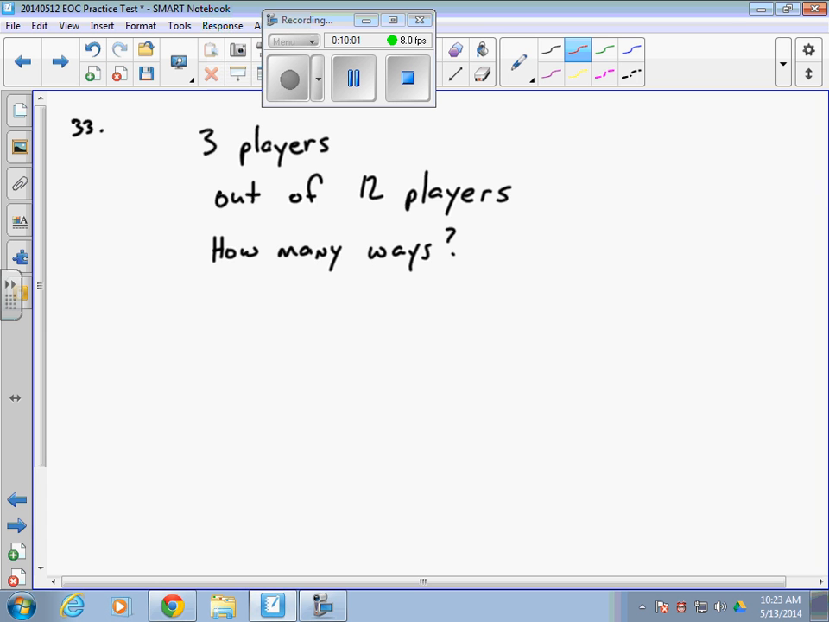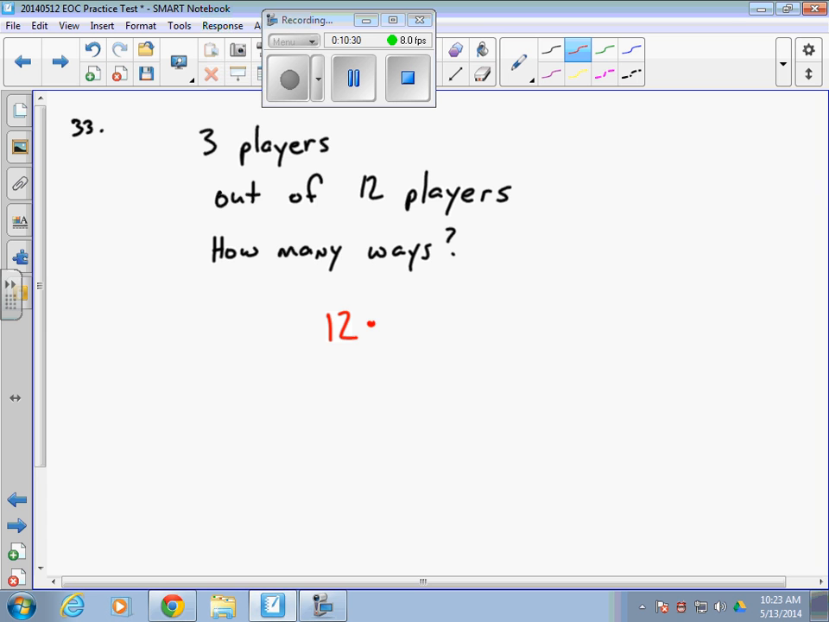This one says Yale's soccer team must select 3 co-captains out of 12 players. How many ways can these players be selected as co-captains? Well, there's 12 of them. This is a permutation. This is something we looked at very, very briefly a long time ago. Think of combinations and permutations anytime you have something like this. 12 players, and there's 3 of them.